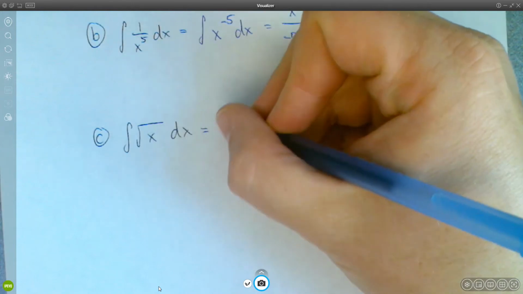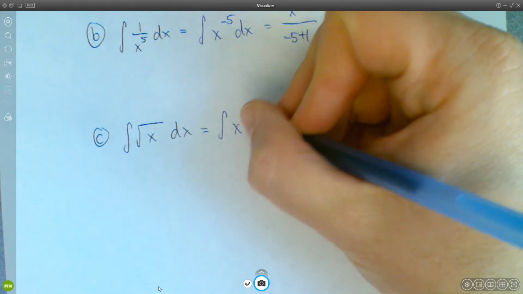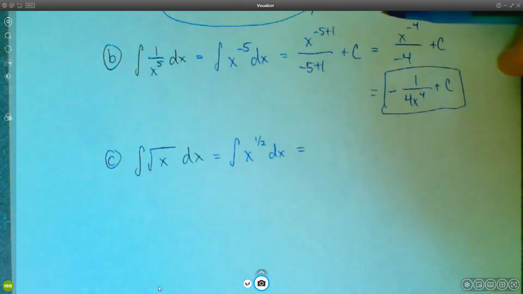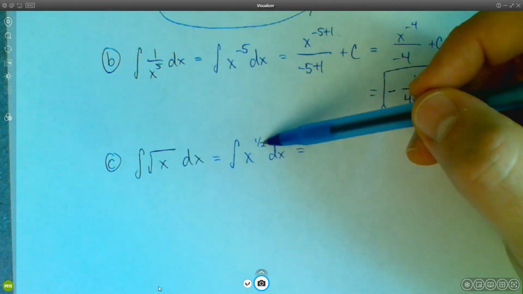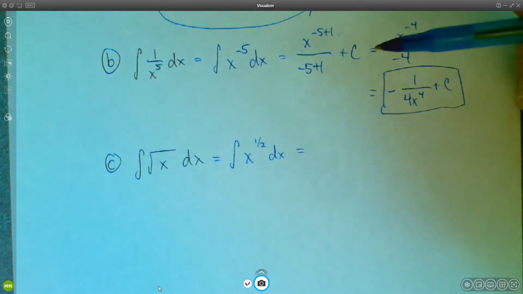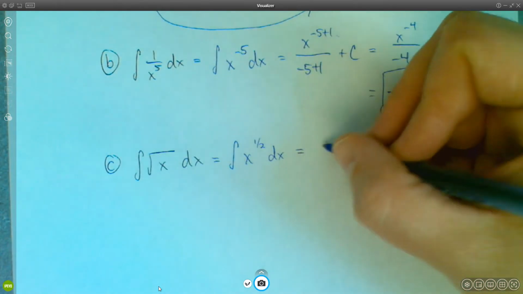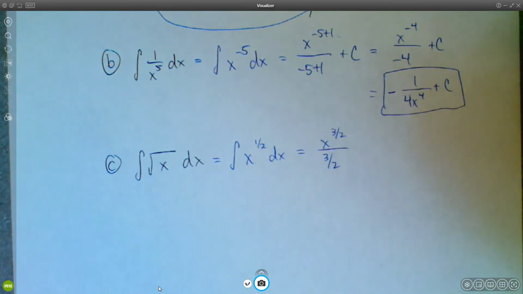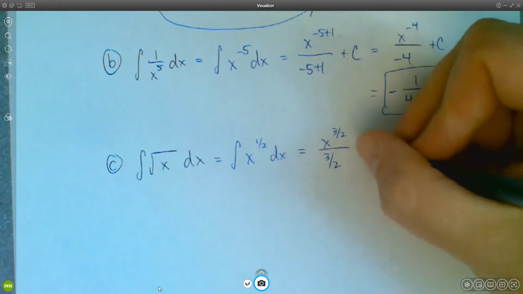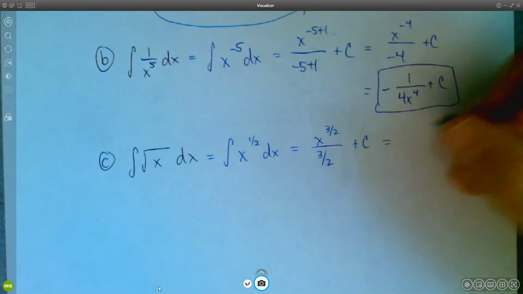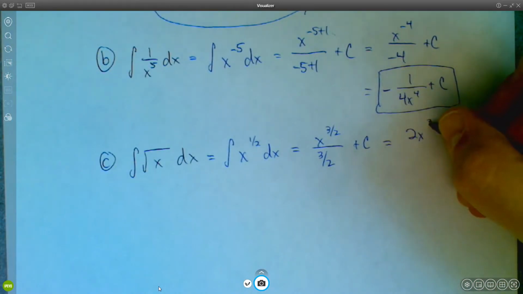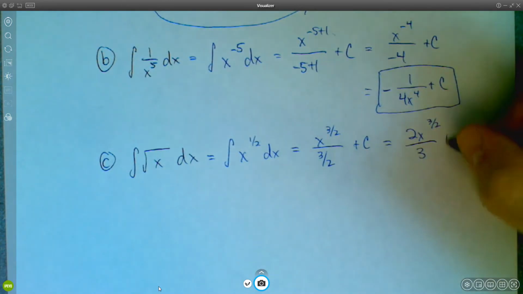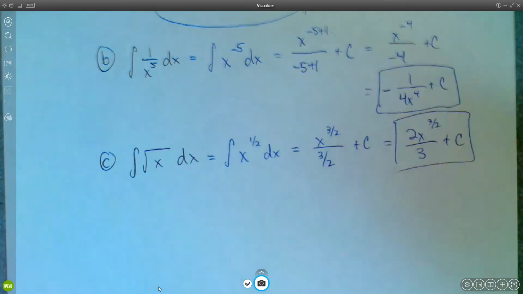Okay, so square root of x is just x to the 1/2 power, right? And then I'm going to skip this little middle step, and I'm just going to say, well, if I add 1 to the exponent, then I get 3/2. So I'm going to have x to the 3/2, and then I'm going to divide by 3/2. Dividing by 3/2 is the same as multiplying by 2/3. So I guess at the end of the day, what I really get is 2x to the 3/2 divided by 3 plus c. And that's that one.